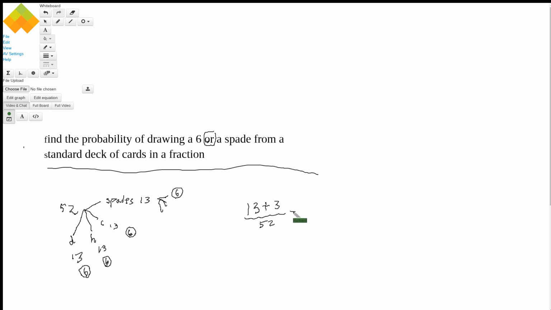So that's pretty simple. 16 over 52. I'll reduce that on my calculator, and I get 4 over 13.